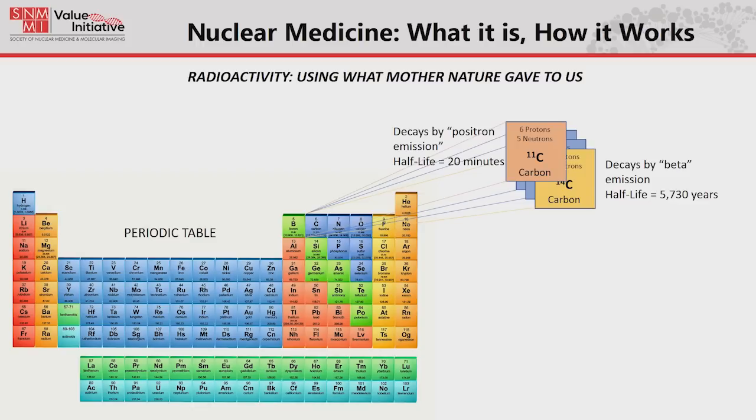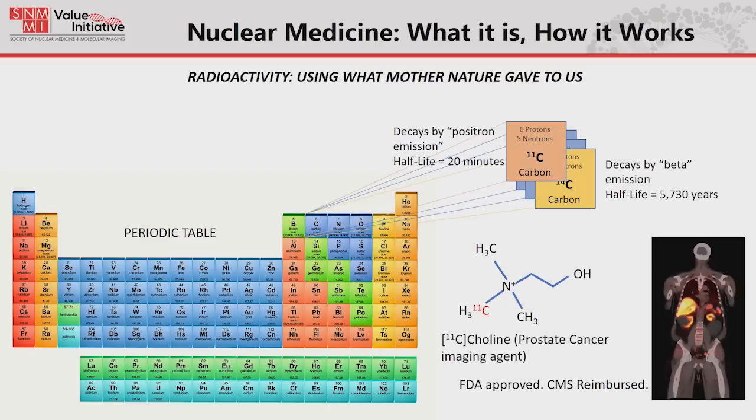We can go the other way with carbon-11. This actually has 6 protons and 5 neutrons. It has too many protons for its own good. It ends up being unstable, and it decays by positron decay. It's actually so unstable, it has a half-life of about 20 minutes. But what we do in the nuclear medicine biz is we can take that carbon and we can attach it to a molecule whose physiology we want to trace, like in this case choline, right?